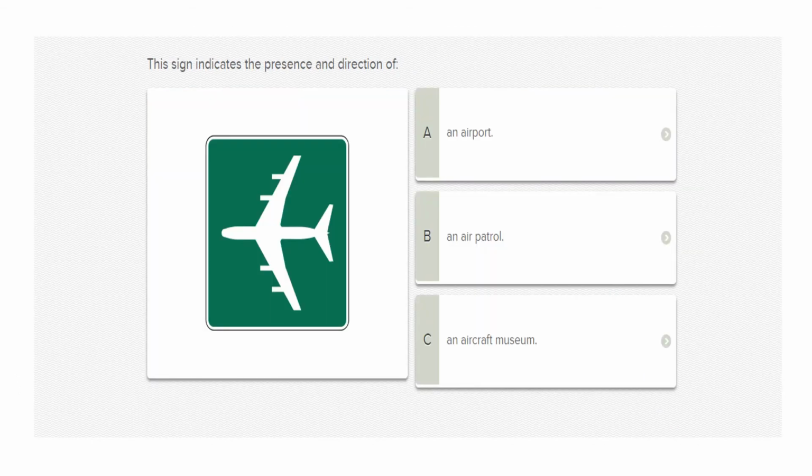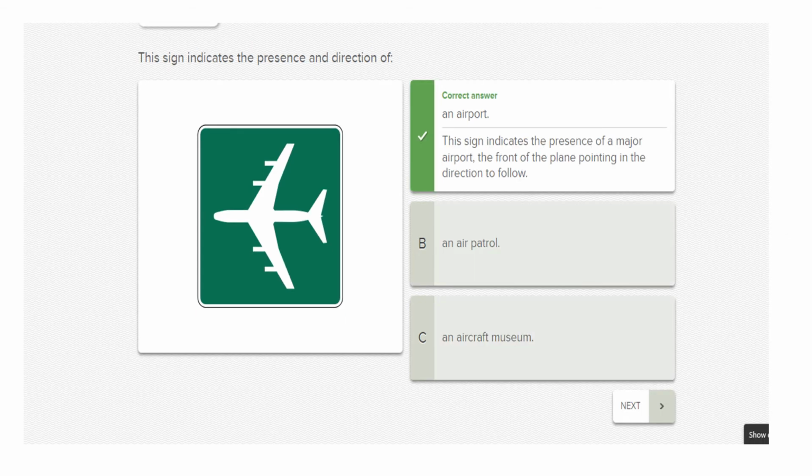This sign indicates: option A, the presence and direction of an airport. Option B, an air patrol. Option C, an aircraft museum. And our answer is an airport. This sign indicates the presence of a major airport, with the front of the plane pointing in the direction to follow.